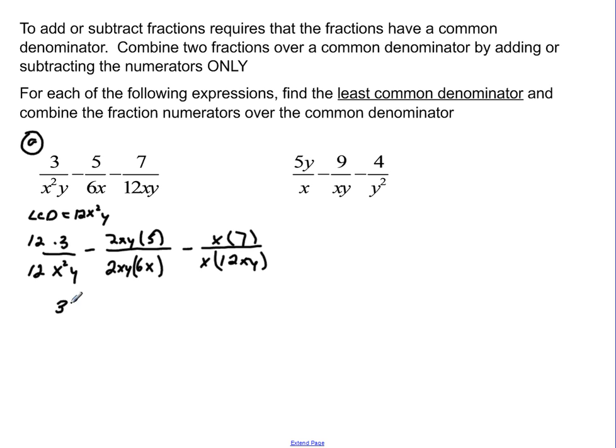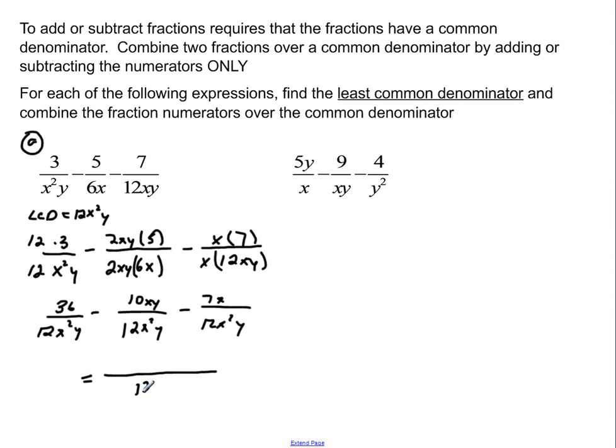That gives me 36 divided by 12x squared y in my denominator, 10xy divided by 12x squared y in my denominator, minus 7x divided by 12x squared y in my denominator. So altogether, when I combine these guys over my common denominator of 12x squared y, I'm going to have 36 minus 10xy minus 7x.